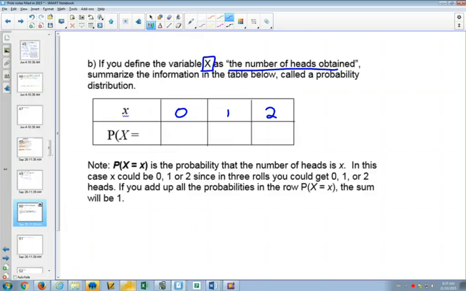Now, if we go back to our tree diagram, getting no heads, that's your tails, tails. There we go. Tails, tails. That's no heads. How many times did that happen? Just 1 out of the 4 possibilities. Getting 1 head could happen either heads, tails, or tails, heads. So there was 2 out of the 4. And getting 2 heads only happened 1 out of the 4 times.